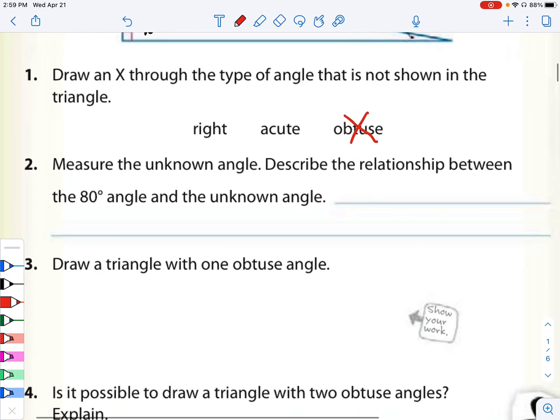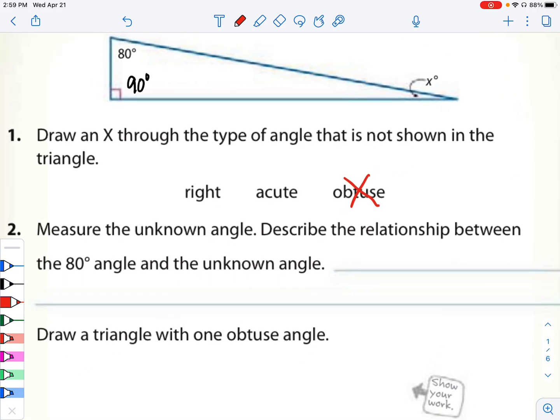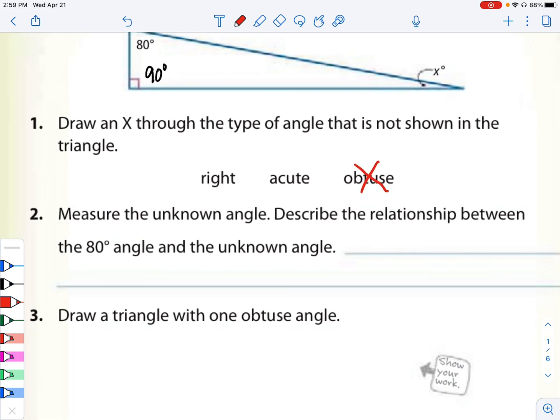So measure the unknown angle. Describe the relationship between the 80 degrees angle and the unknown angle. If I measure that with a protractor, remember what a protractor is, it's going to be 10 degrees. And I will show you exactly how we find 10 degrees later as we go through the lesson.